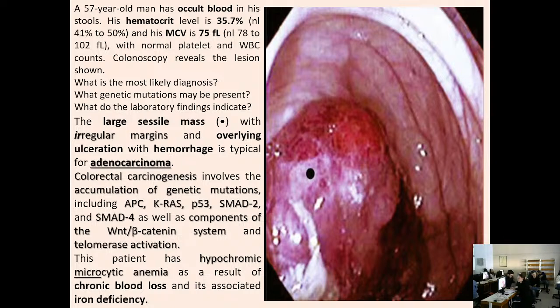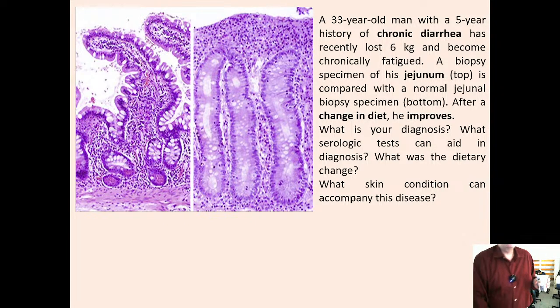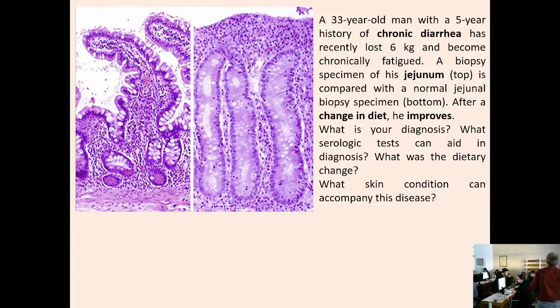Okay? So, next case. Here is a young man with chronic diarrhea, and he has lost weight. And you see the small intestine mucosa. What's the difference between the normal and the patient's? It's obvious. What does the small intestine mucosa of the patient lack, that is evident in the normal small intestine mucosa? What does it lack? Villi.